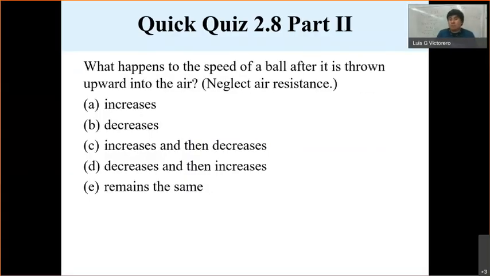What happens to the speed now, after you throw it upward in the air? Increases and decreases? When you throw it up, it decreases, and then increases when it falls back. Yes. Right. A ball will decrease first, and then it will increase as it comes down to your hand. See how it says neglect air resistance. We're going to neglect that. All right.